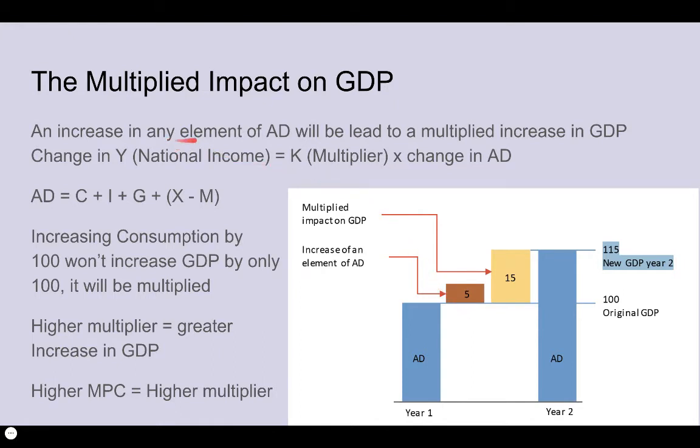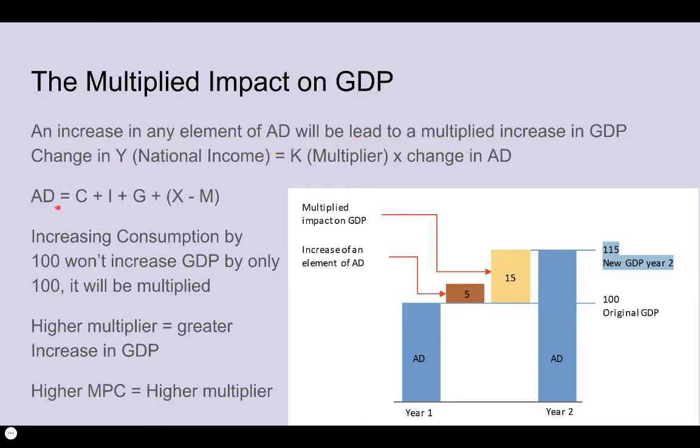So any increase in an element of aggregate demand will lead to a multiplied increase in GDP, and we can create this formula that the change in Y, the national income or the change in GDP, is going to equal K times the change in aggregate demand. This seems kind of complicated at first, the simple multiplier topic, but once you start to try a few examples, it just gets easier and easier, and it feels great when you understand it. So K times change in aggregate demand.